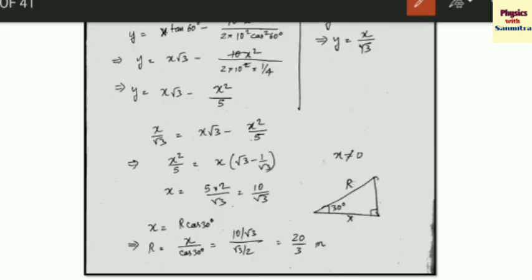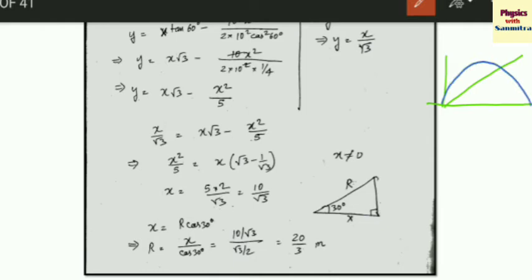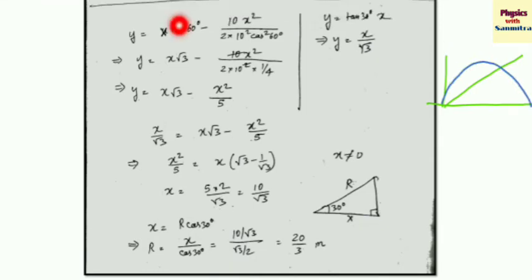First of all, let's say this is an inclined plane. We'll consider the complete trajectory of the projectile. This trajectory of the projectile I can represent by this equation: y is equal to x tan 60 degree minus 10 x square by 2 into 10 square cos square 60 degree. By substituting the values, we get y is equal to x root 3 minus x square by 5.